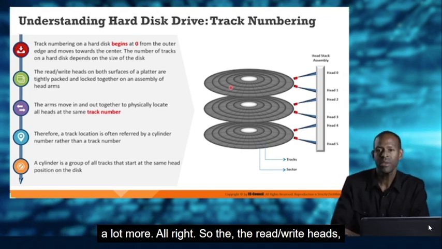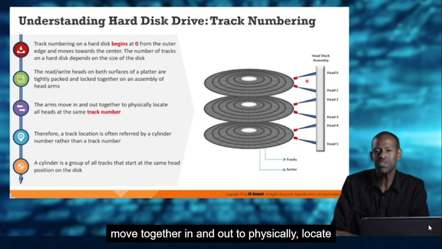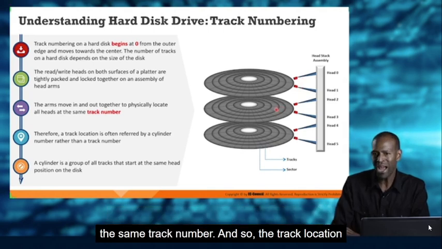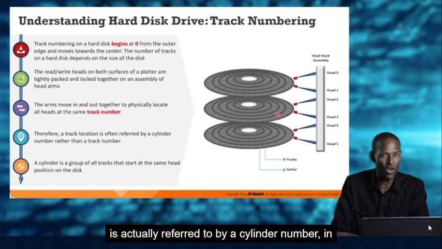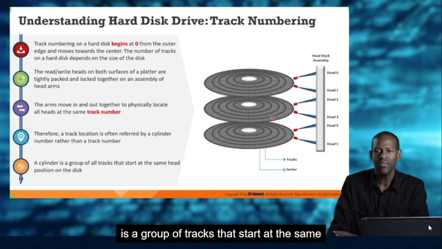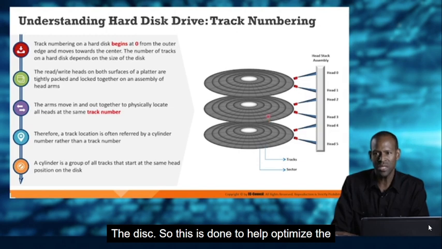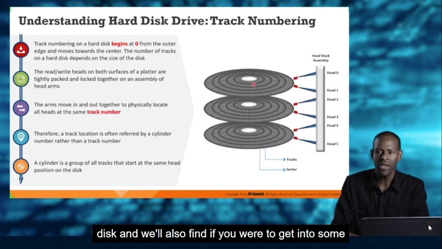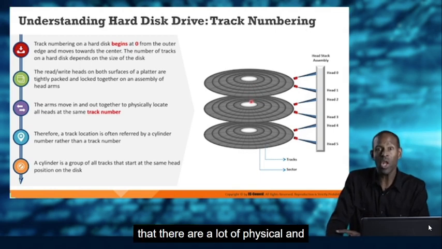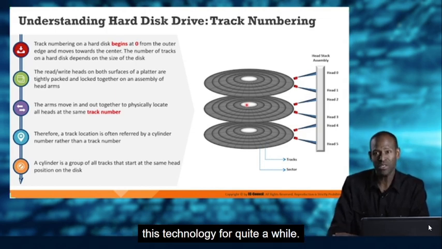All right, so the read-write heads, the head stack assembly arms move together in and out to physically locate the same track number. And so the track location is actually referred to by a cylinder number in some cases rather than a track number, which is a group of tracks that start at the same head position on the disk. So this is done to help optimize the disk. And we'll also find, if you were to get into some of the hardware of a hard disk drive, that there are a lot of physical and logical optimizations made because we've had this technology for quite a while.